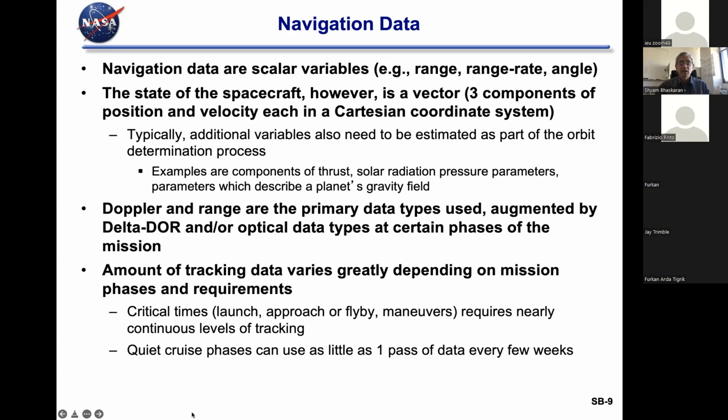The amount of tracking data we get depends greatly on the mission phase and requirements. As I said, at critical times, launch or approach or flyby, we require nearly continuous tracking. In quiet cruise, we may use as little as one tracking pass every few weeks.